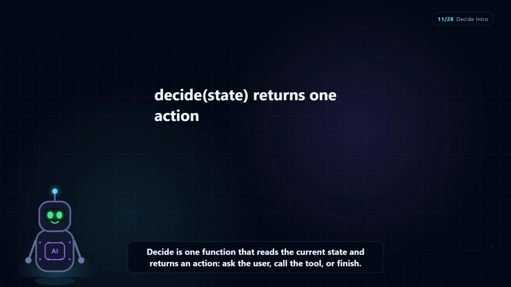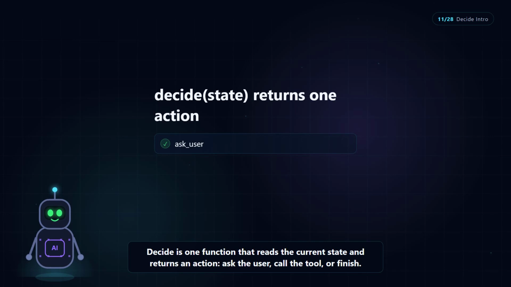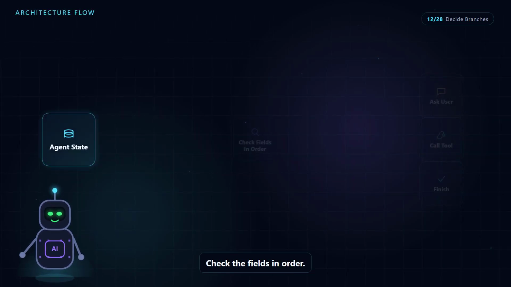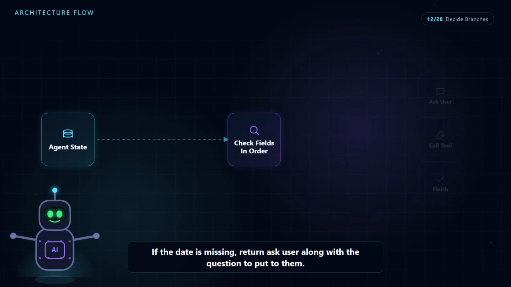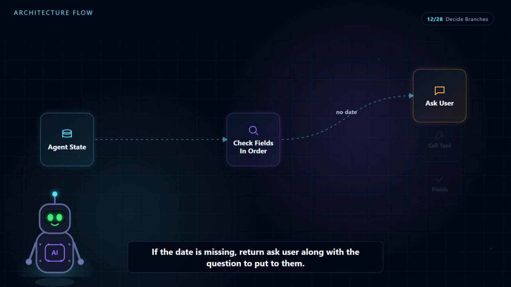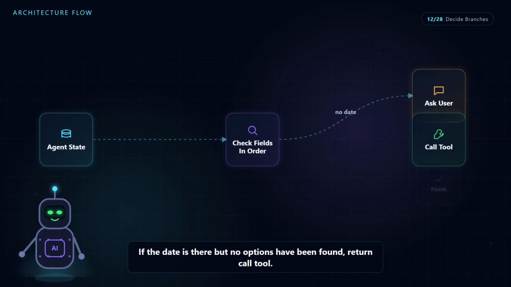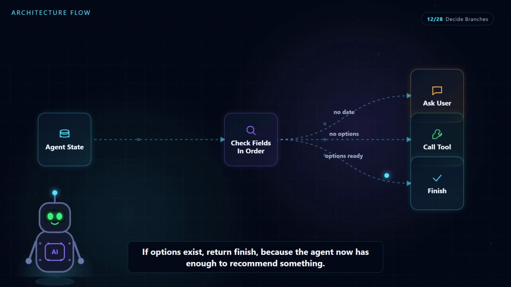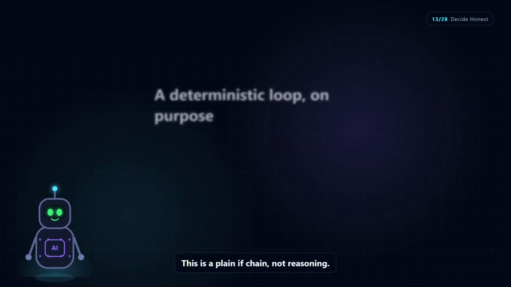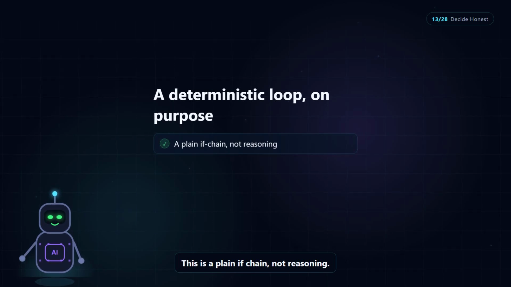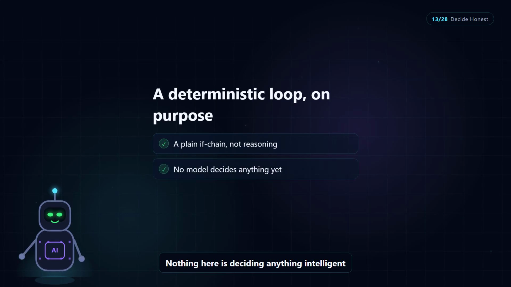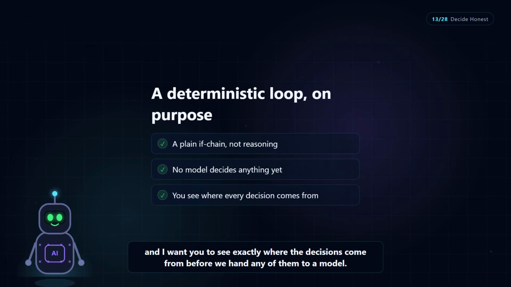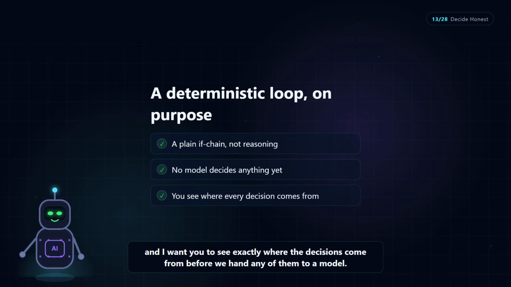Decide is one function that reads the current state and returns an action. Ask the user, call the tool, or finish. Check the fields in order. If the date is missing, return ask user, along with the question to put to them. If the date is there but no options have been found, return call tool. If options exist, return finish, because the agent now has enough to recommend something. This is a plain if chain, not reasoning. That is deliberate. Nothing here is deciding anything intelligent, and I want you to see exactly where the decisions come from before we hand any of them to a model.